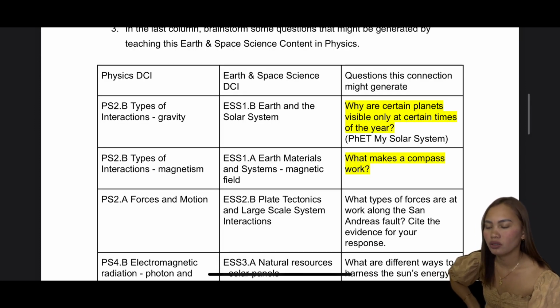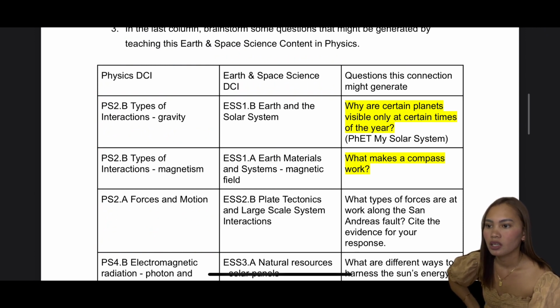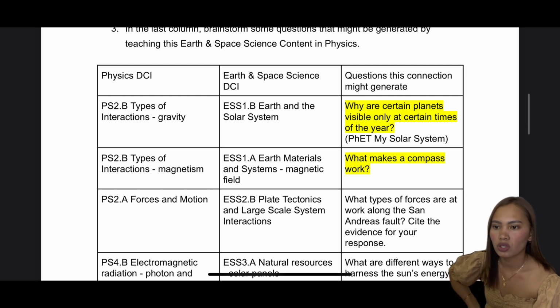The first column, second column, and third column are the same. In first column, types of interactions, gravity. In Earth and Space Science, DCI, Earth and Solar System. And the question, why are certain planets visible only at certain times of the year?